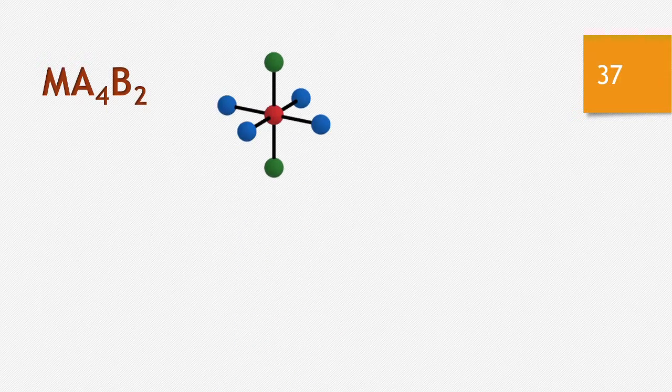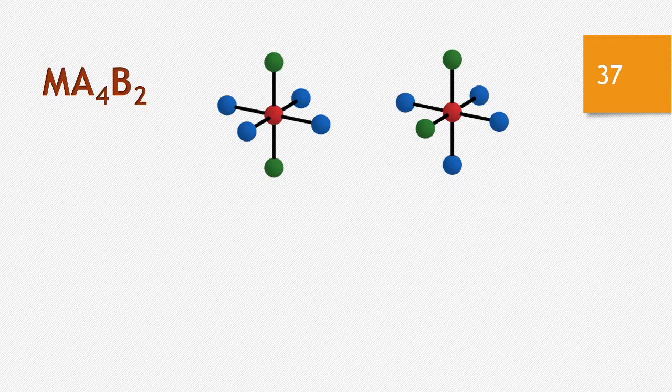What about Ma4b2? Let's make the first one at least. And the first one is like this. And then you can think of the second one also. In the second one, you see that the greens are not opposite. Here the greens are opposite. Here the greens are not opposite. And no matter how much you turn or move this molecule, you will never be able to superimpose this molecule with this one. So these are two different molecules.